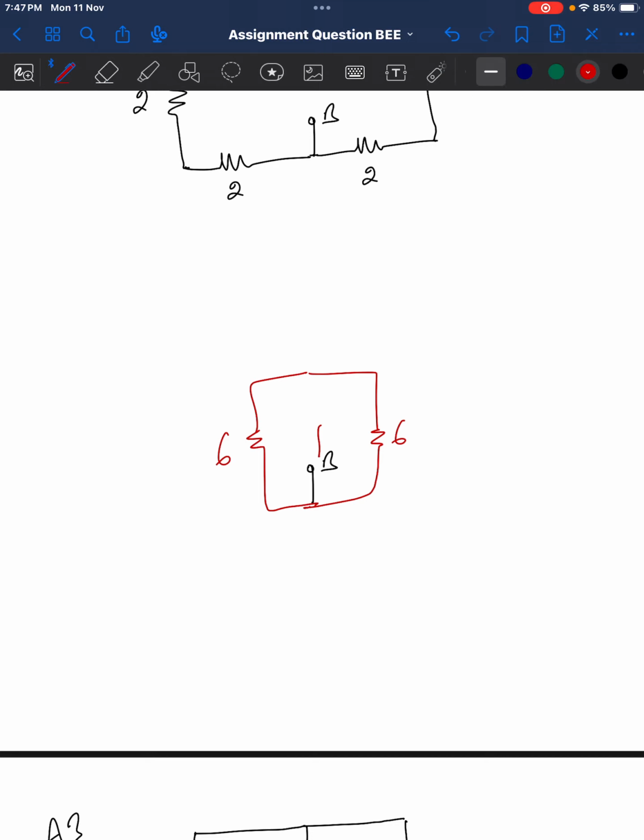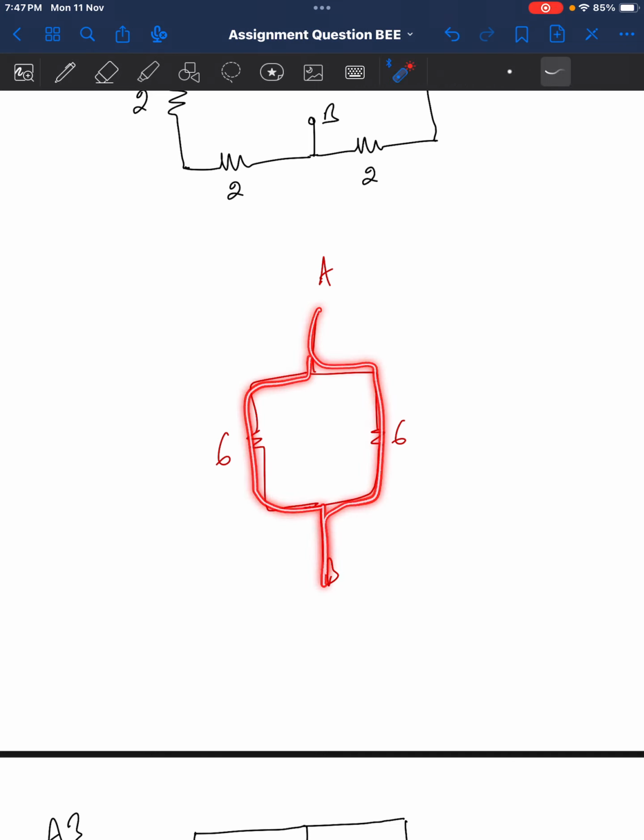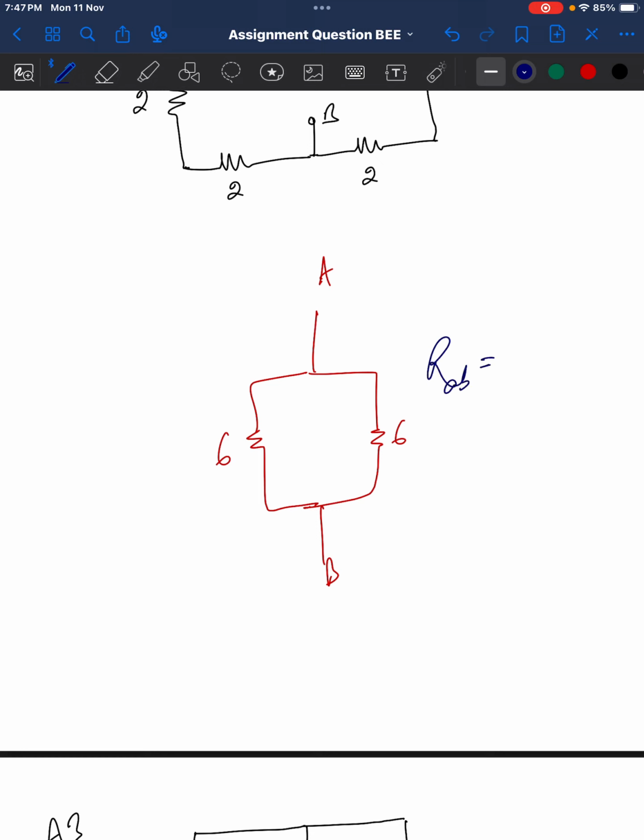We can see it. Suppose instead of A and B like this, we stretch A and B over here. Now it is very clear. We can see that these are two different parallel paths, and they are in parallel. So RAB is equal to 6 and 6 in parallel. Obviously this is 6 into 6 by 6 plus 6, 12. This is 3. So the answer is 3 ohms. Correct?